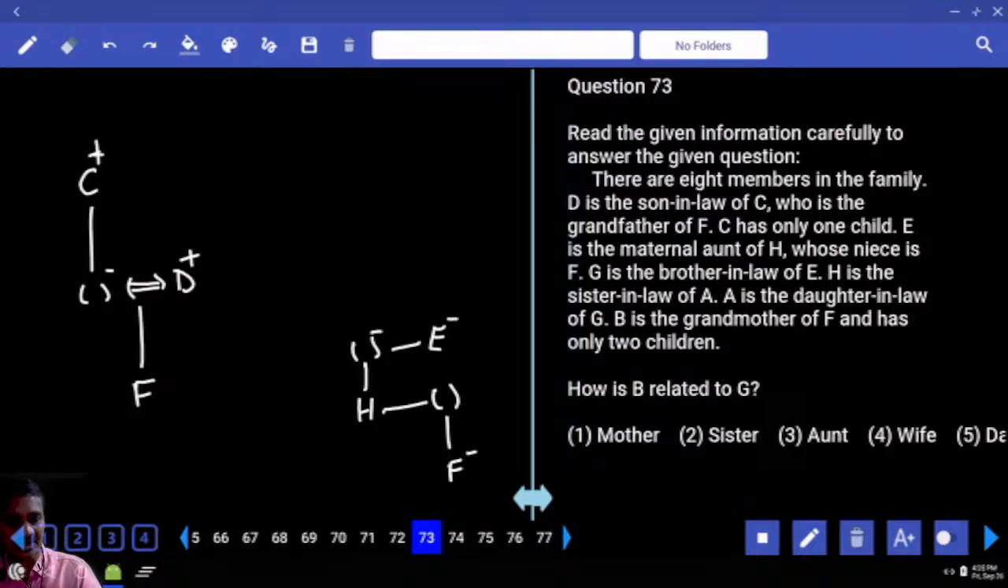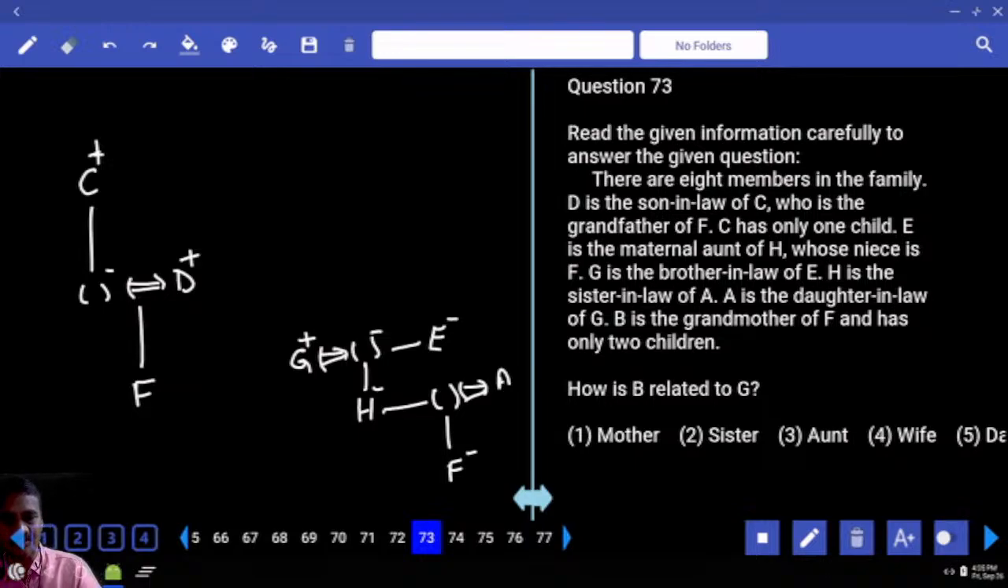G is the brother-in-law of E. And H is the sister-in-law of A. Now sister-in-law of A means A must be like this.